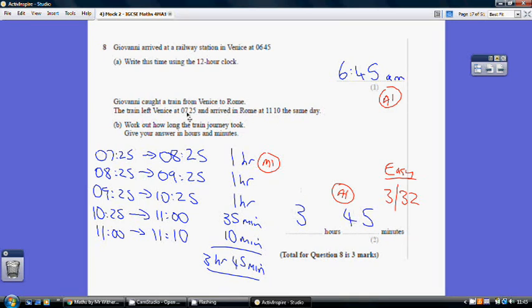What I've done here is to just go up in hours to start with. So 1 hour takes me to 8:25, another hour takes me to 9:25, another hour takes me to 10:25. Now to get from 10:25 to 11 o'clock, that would be another 35 minutes. And then from 11 o'clock to 11:10 would be another 10 minutes. So overall, that's 3 hours 45 minutes. But you can do it any way you like, but just make sure you set it all out so you don't make a silly mistake.